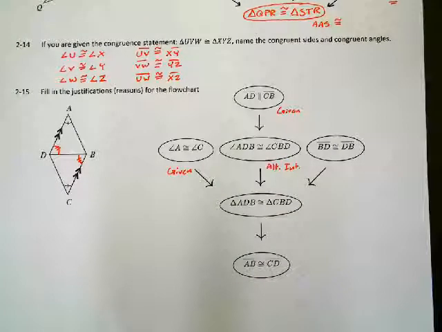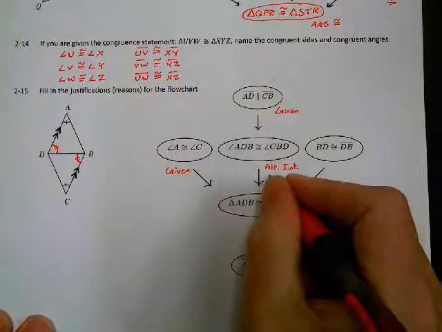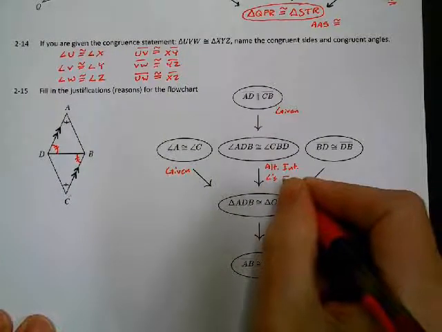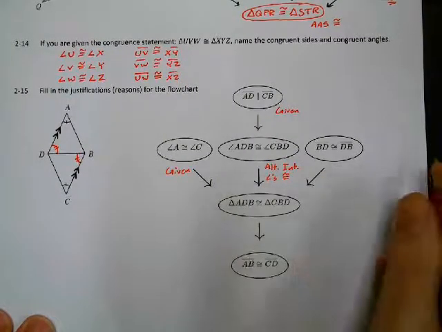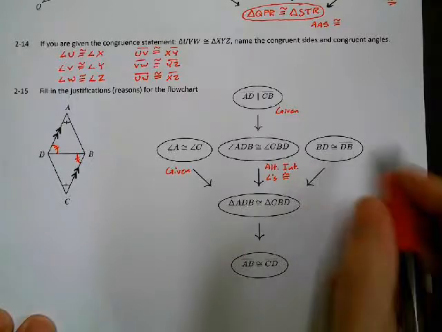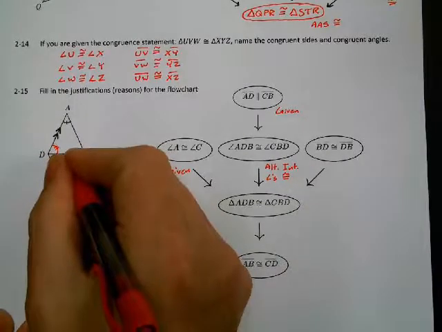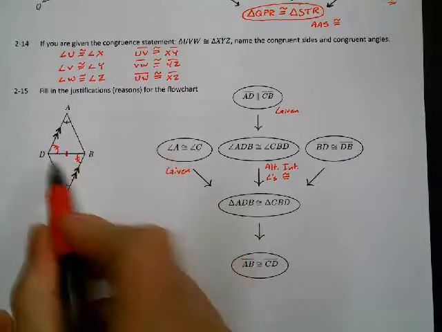Alternate interior angles are congruent. And then lastly, they say that BD is congruent to BD. Well, BD congruent to itself is right here. This thing is obviously congruent to itself.